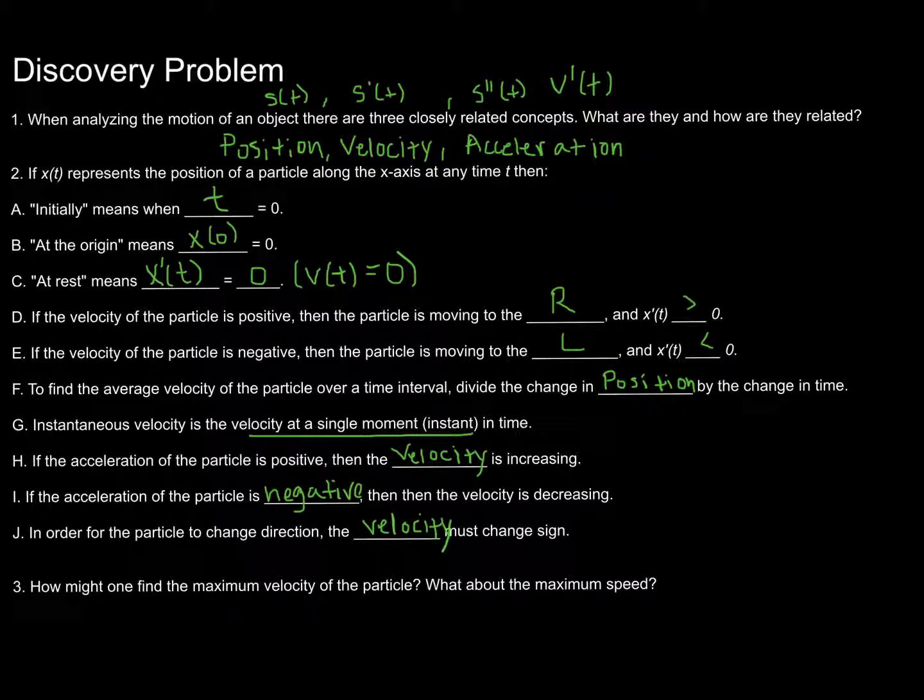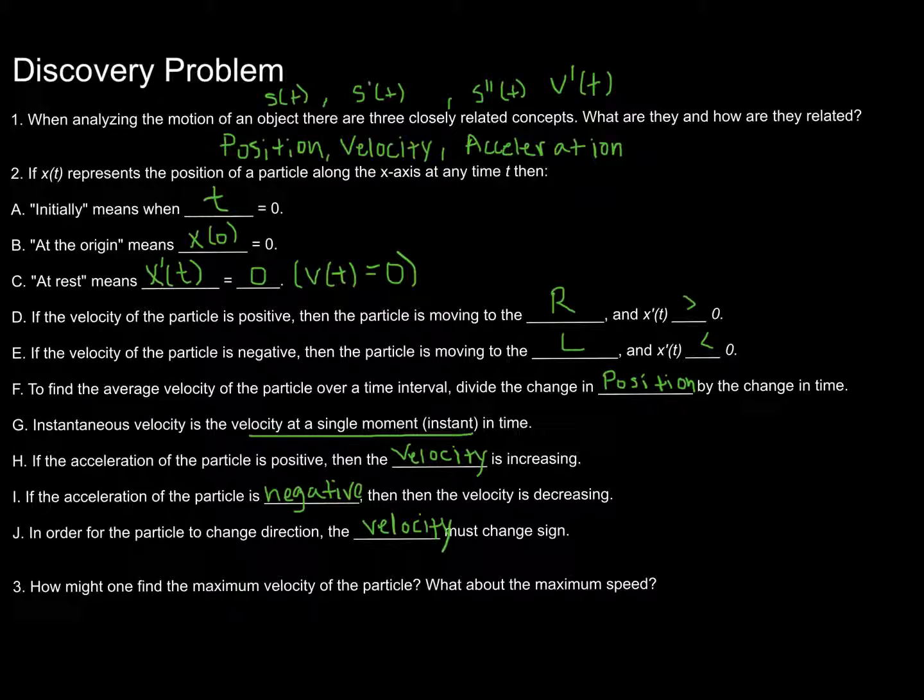At rest means, of course, that the position is not changing. So the derivative, the rate of change of the particle, x prime of t, is going to be equal to 0, or in other words, the velocity equals 0. Now, if the velocity of the particle is positive, we associate the positive direction with movement to the right, so the particle is moving to the right. And of course, that means that the first derivative of position, which is velocity, is greater than 0. Similarly, if the particle is moving to the left, that means the velocity is negative, and thus the first derivative of position is less than 0.